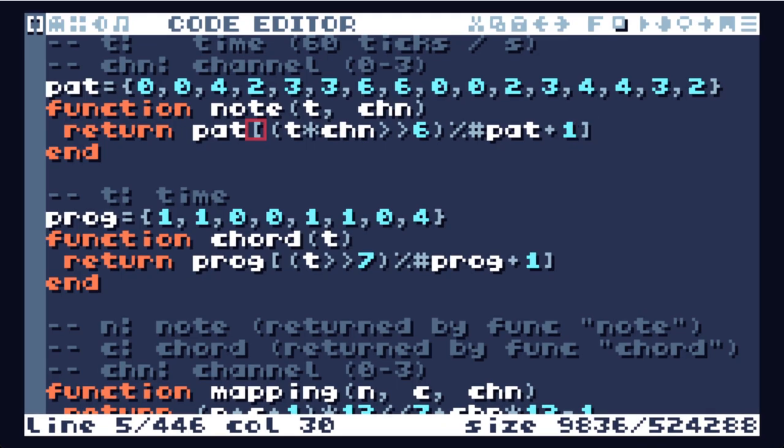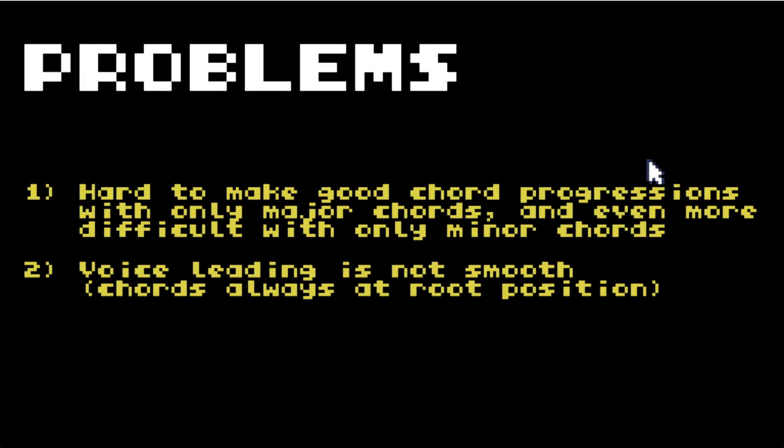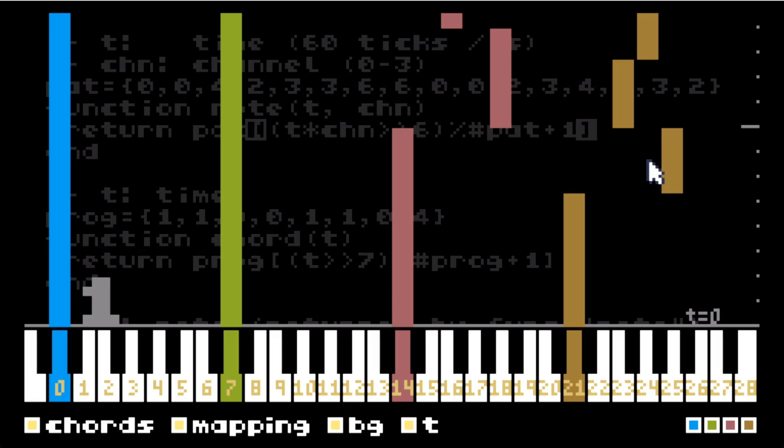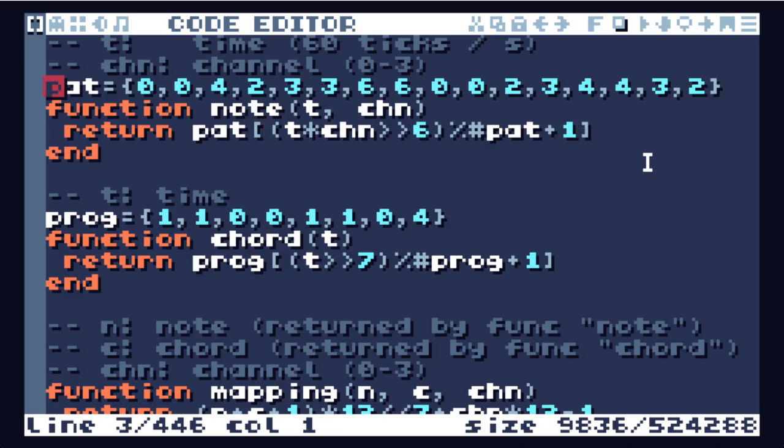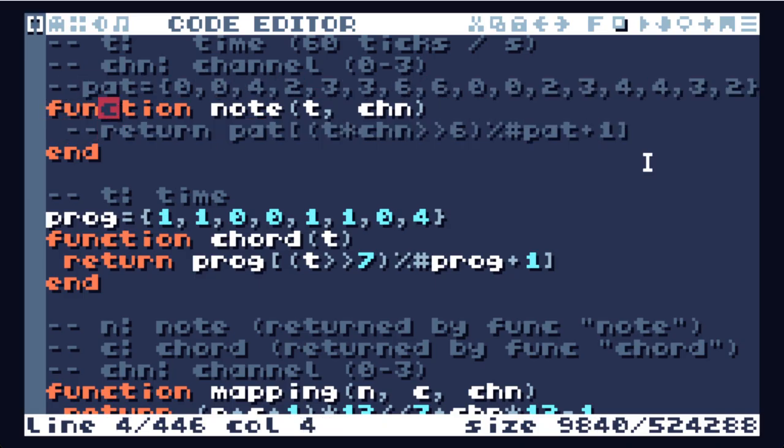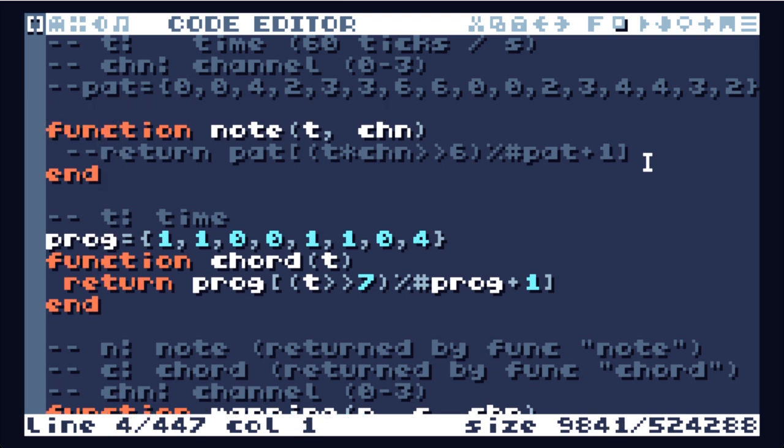Pretty nice. So far we have solved the problem number one, which is that we can now have minor chords and we can have major chords, and our melodies always stay in some key. But remember that we had also the second problem, which was that the voice leading is not smooth. So the chords are always played at the root position. So let me explain what I mean by that, and let's comment away the melody for a while. And let's go back to playing plain chords.